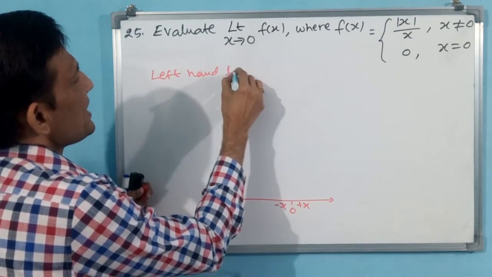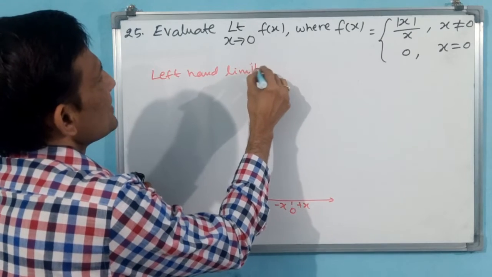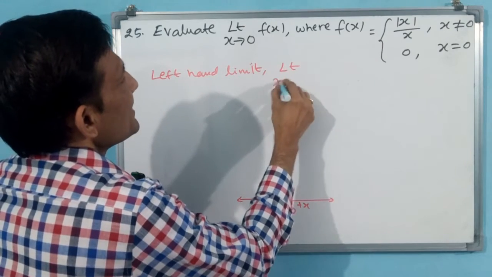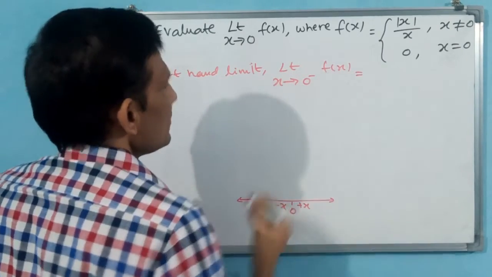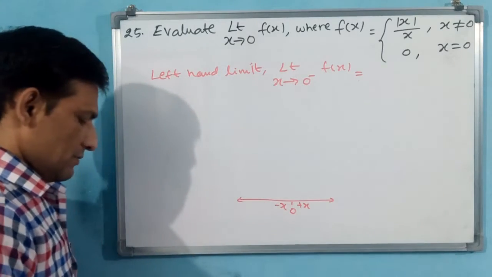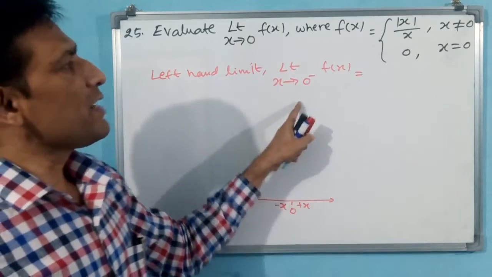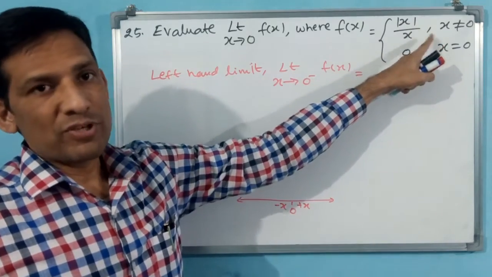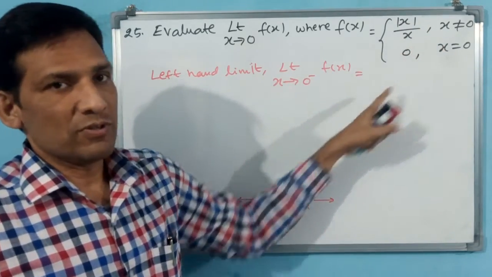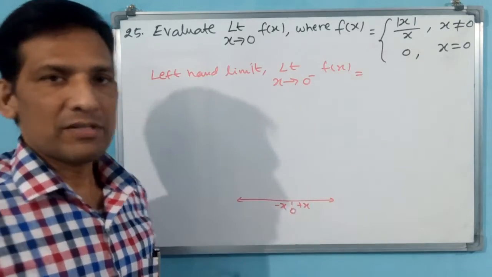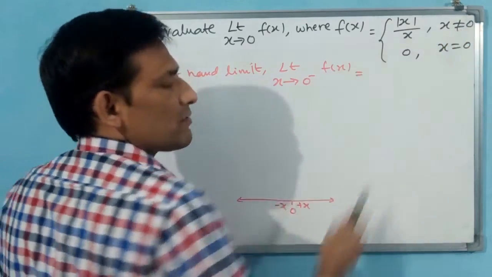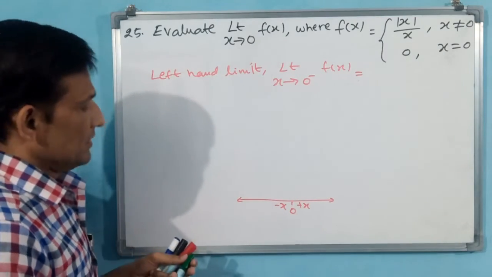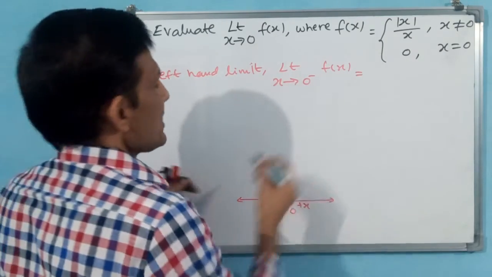Left hand limit, limit x tends to 0 minus f of x is equal to. Okay. See, for the left hand limit and right hand limit, the same equation is applicable. Why? Because x is not equal to 0. Less than 0 or greater than 0, both are going to be not equal to 0 only. Okay?